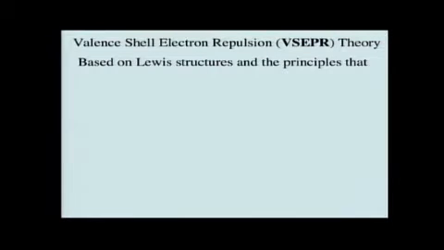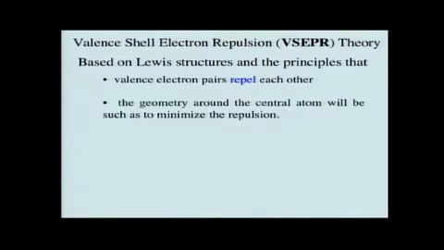VSEPR theory is based on Lewis structures, and also the principle that when we have valence electron pairs, they're going to repel each other. This makes sense. Anytime you have negatively charged electrons, you want to get them as far away from each other as possible because they're all negatively charged. And the other principle is that the geometry around that central atom, which you've identified as the central atom in the Lewis structure, is going to be such that it minimizes the repulsion between those either bonding electrons or the electron pairs.